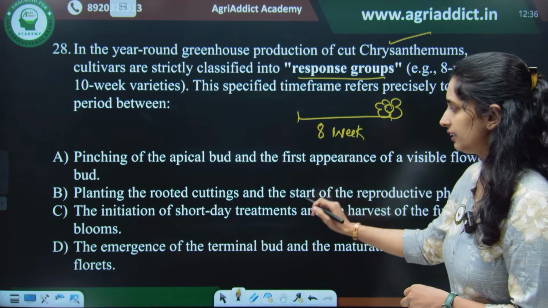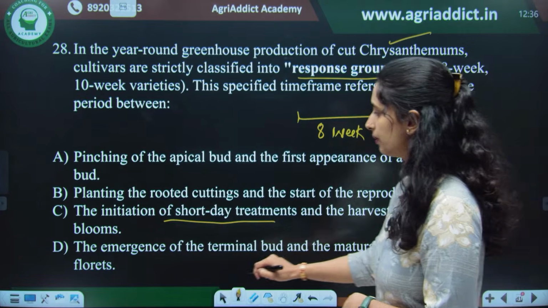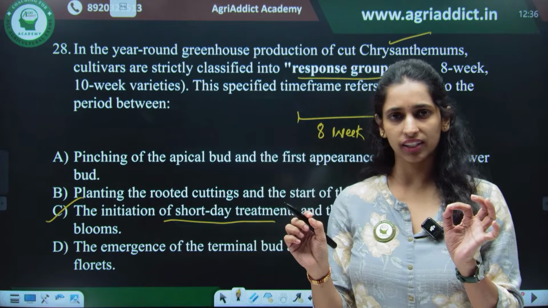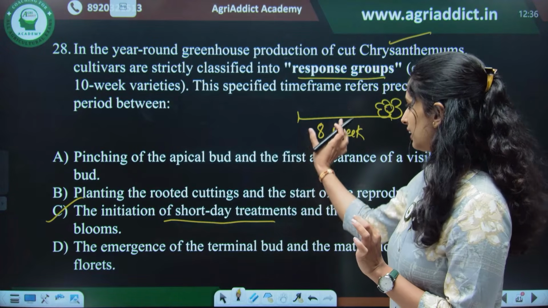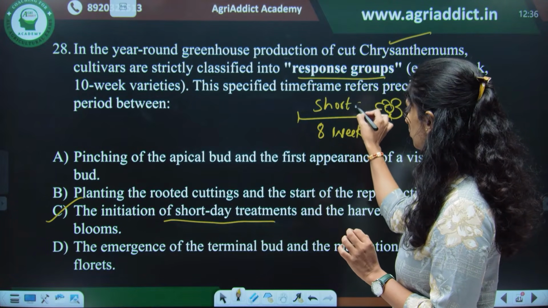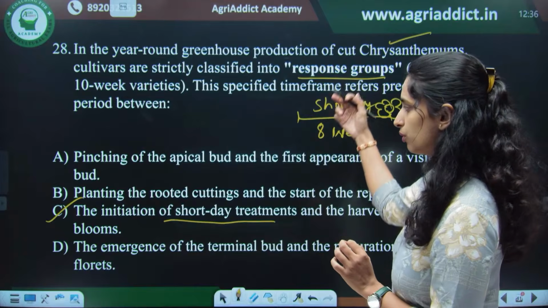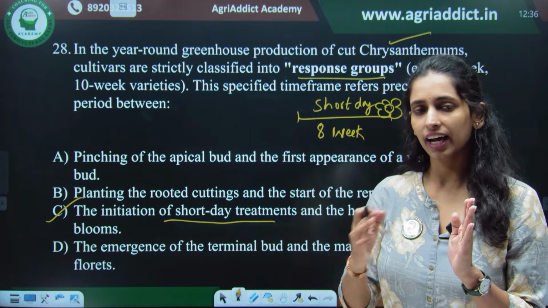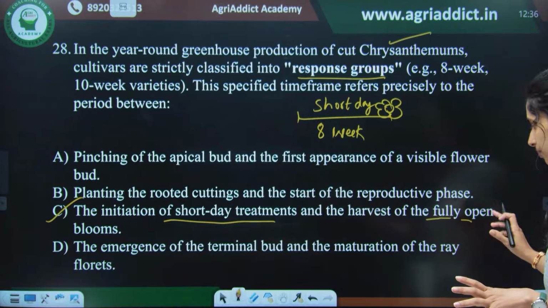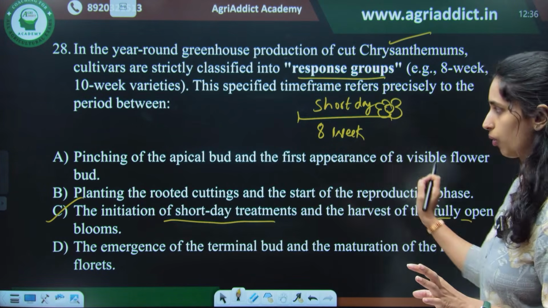The right answer is the initiation of the short day treatments and the harvest of the fully open blooms. हमें ना किसी specific period का short day देना पड़ता है blooming के लिए. So that is the 8 week. Yes, this is the period of short day. So during this time, that is called as response group. Starting of the short day and until it blooms, that is called as a response group. This is a new concept. I just added, I felt it is important.